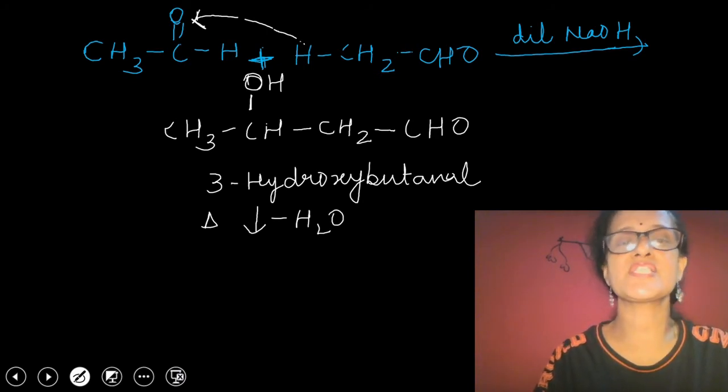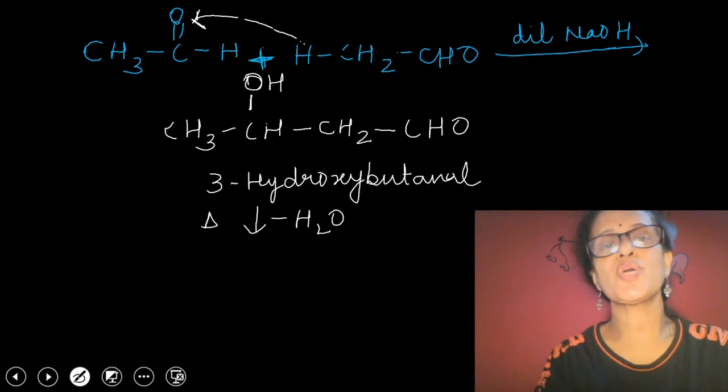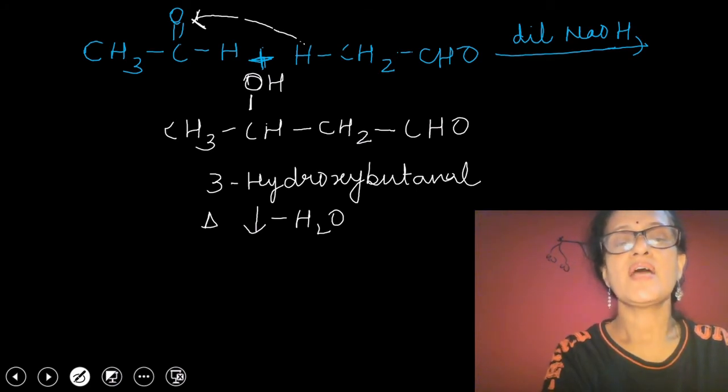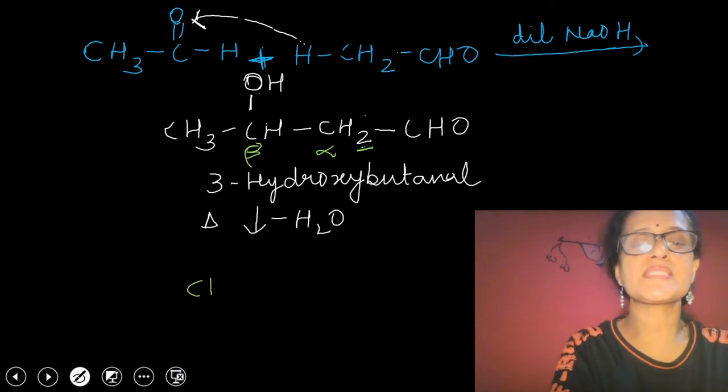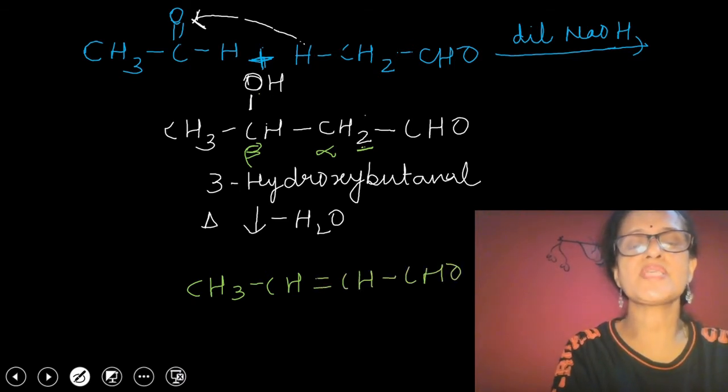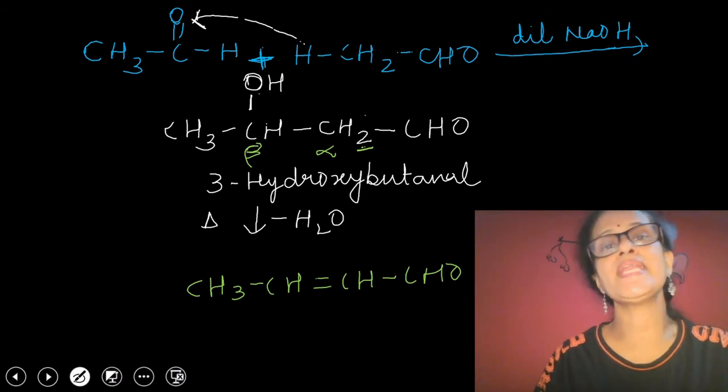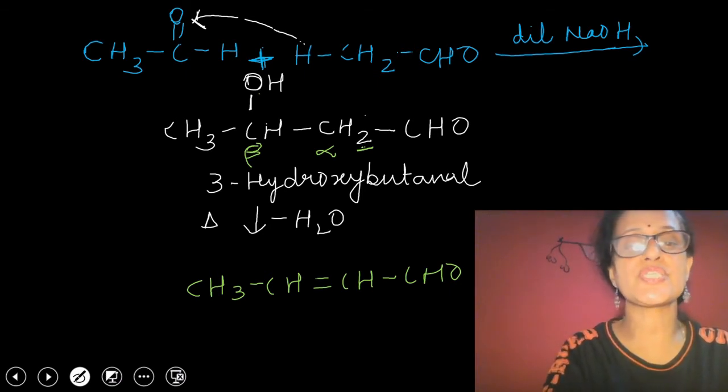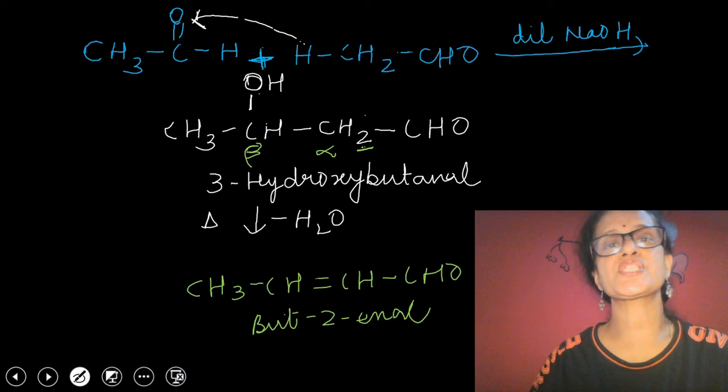an alpha-beta unsaturated product. How will the loss of the water molecule take place? I told you that the OH group will be lost from the beta carbon atom and H will be lost from the alpha carbon atom. So OH from here, H from here, your product will be CH3, single bond CH, double bond CH, CHO. So the name of the product you can see here is butenal. It is an alpha-beta unsaturated aldehyde. I hope it is clear to you.